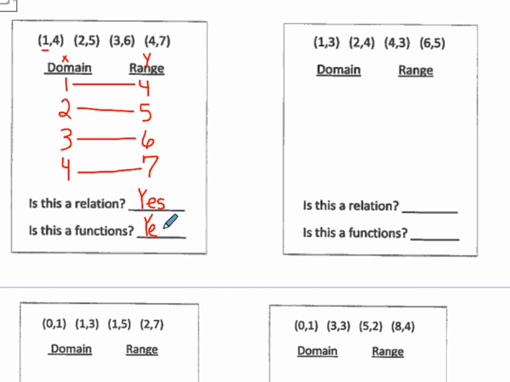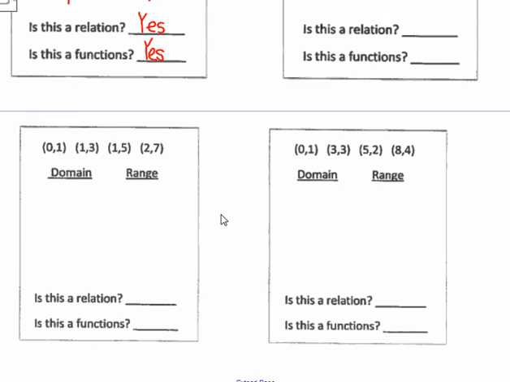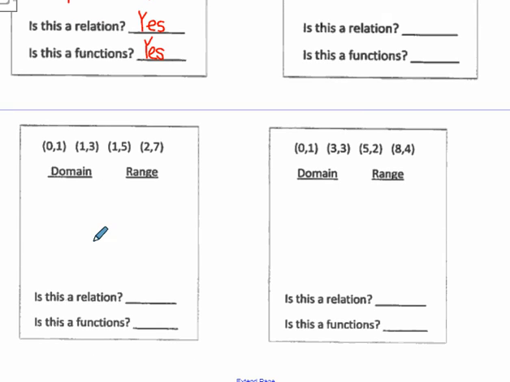So 1 maps to 4 and only 4. 2 maps to 5 and only 5. 3 maps to 6 and only 6. And 4 maps to 7 and only 7. Therefore, this is a function because it does meet the test.